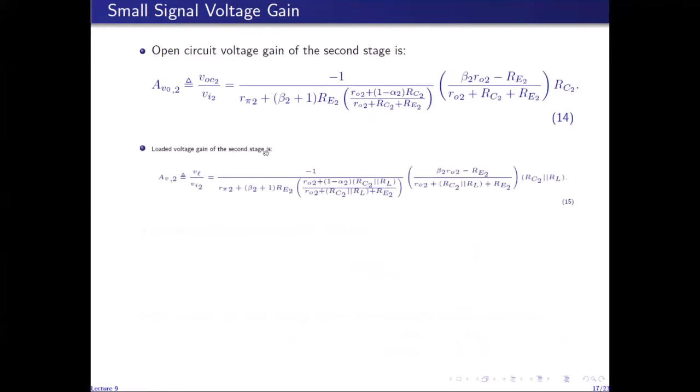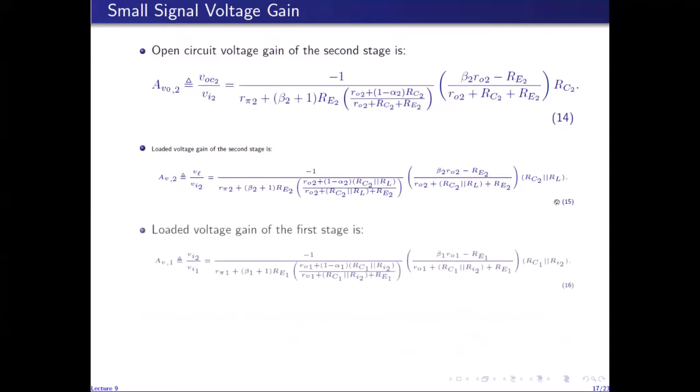Similarly, the loaded voltage gain is just the load voltage divided by the input voltage to the second stage. So we plug the load resistor back in, find the load voltage, and take its ratio with VI2. Like I said, we have already found this expression before for the common emitter amplifier without bypass capacitor. I simply use that expression by replacing RC with RC2, RE with RE2, R0 with R02, beta with beta 2, alpha with alpha 2, R pi with R pi 2, and I get the loaded voltage gain for the second stage. Loaded voltage gain of the first stage is given by a similar expression.